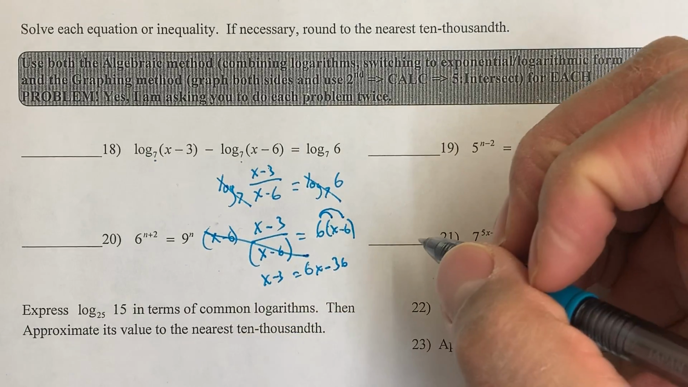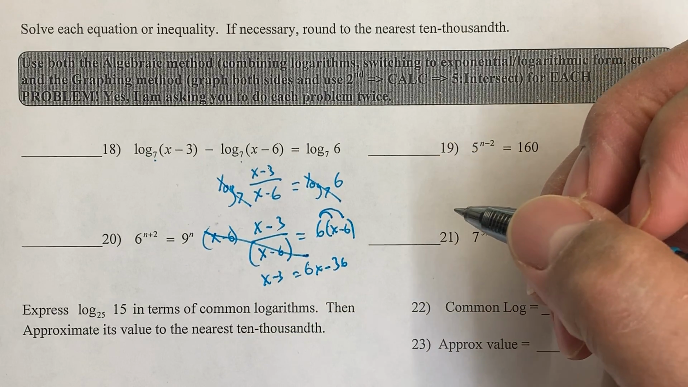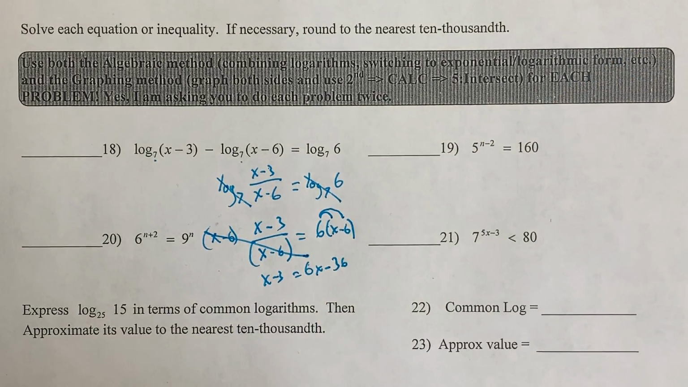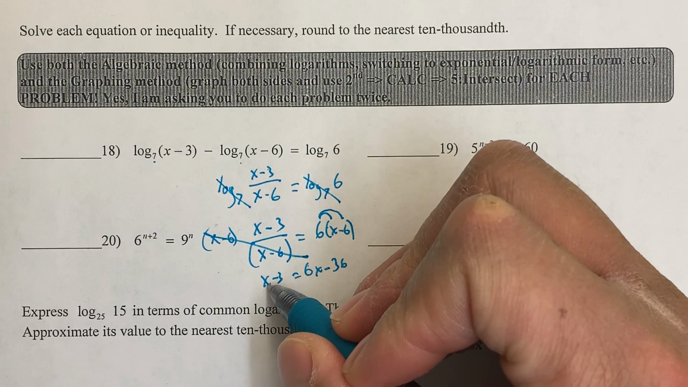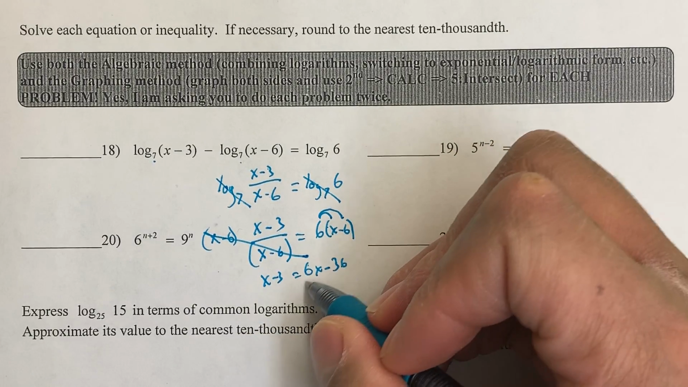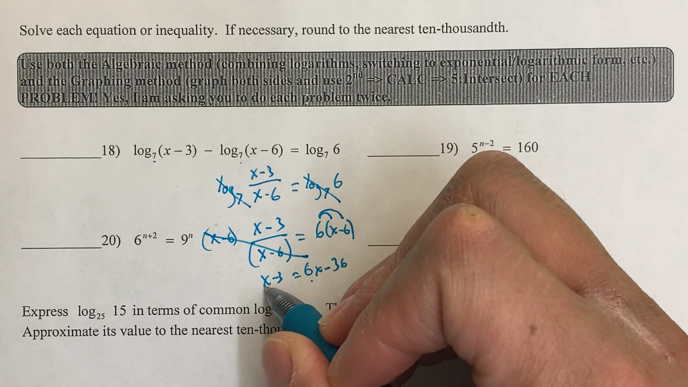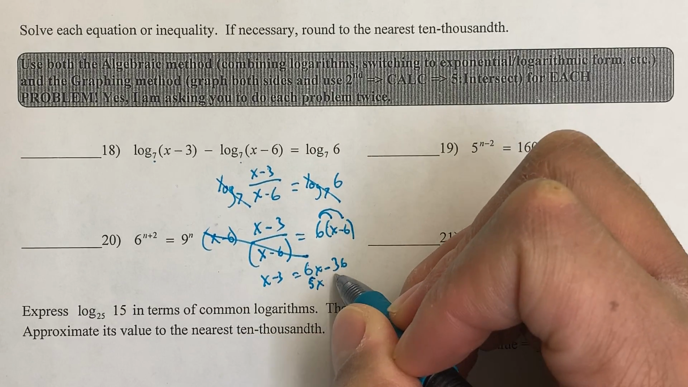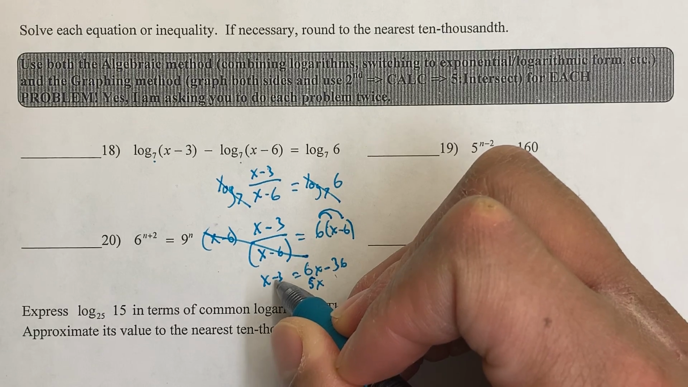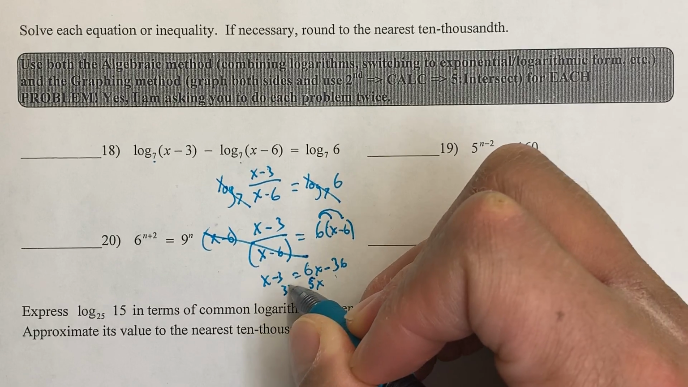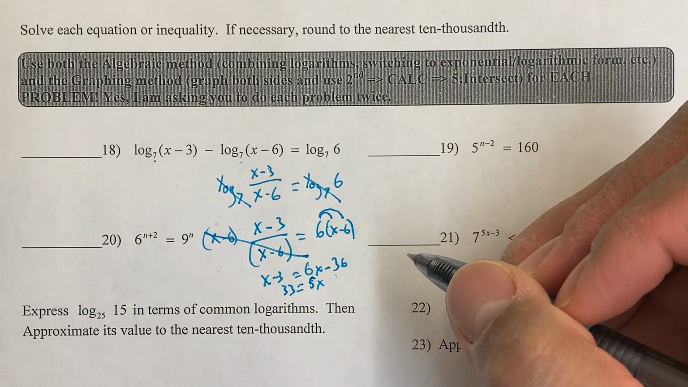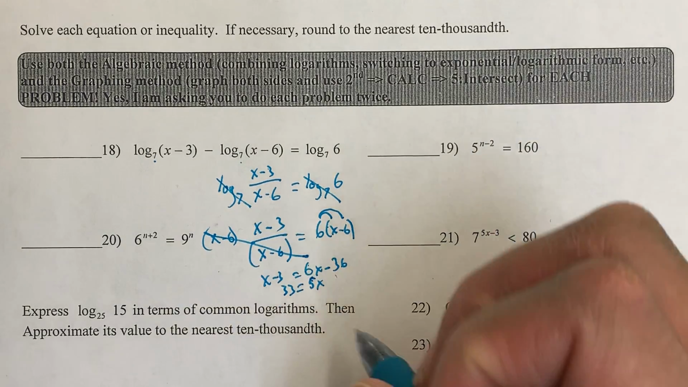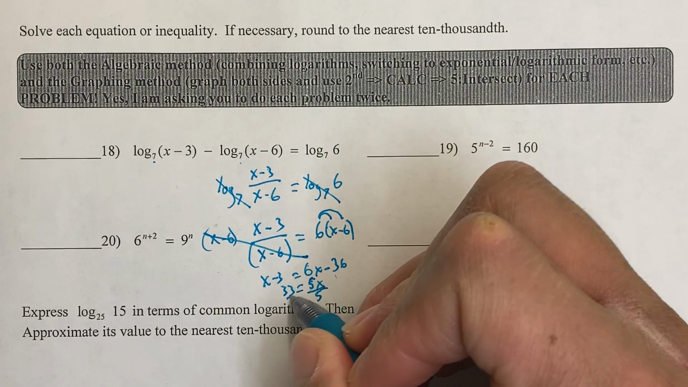Okay. But what's nice about doing that is now this becomes a lot easier to solve, because now I can subtract 3 from both sides. And so I'll get, I'm going to subtract x from both sides. I misspoke. I'll get 5x, and I'll add 36 to both sides. Negative 3 plus 36 is 33. So I get 33 equals 5x, and then just divide both sides by 5.